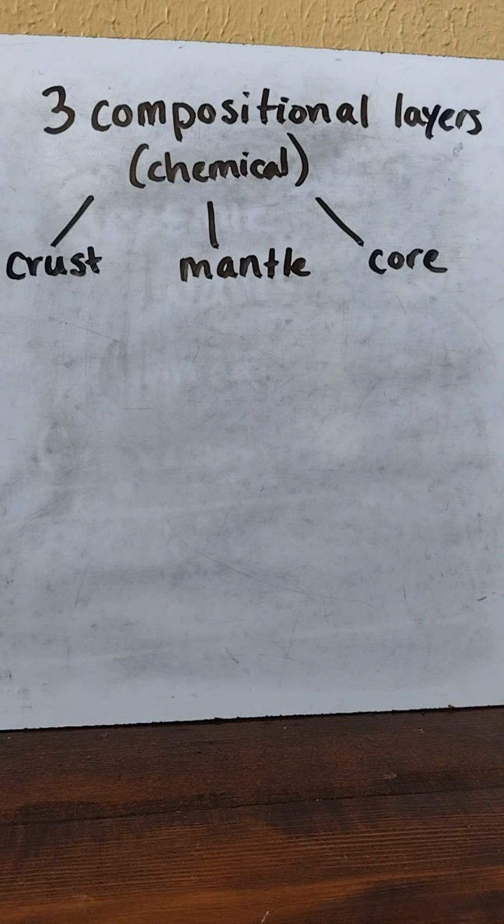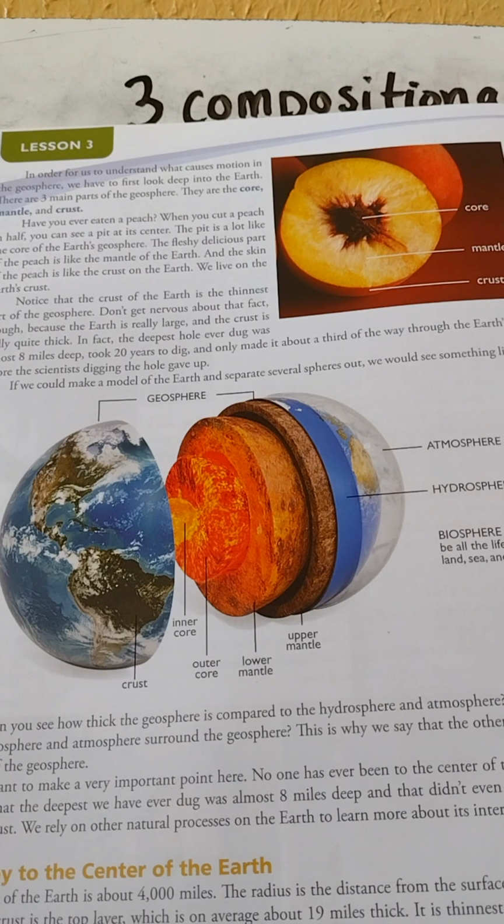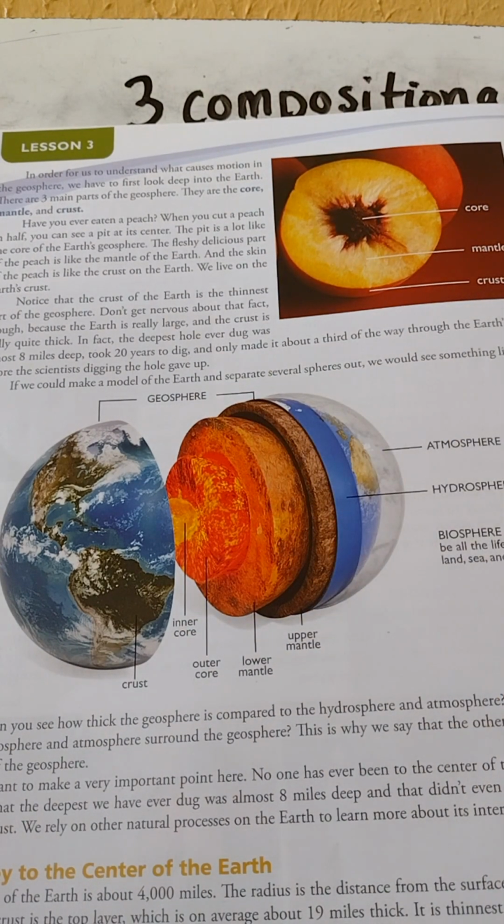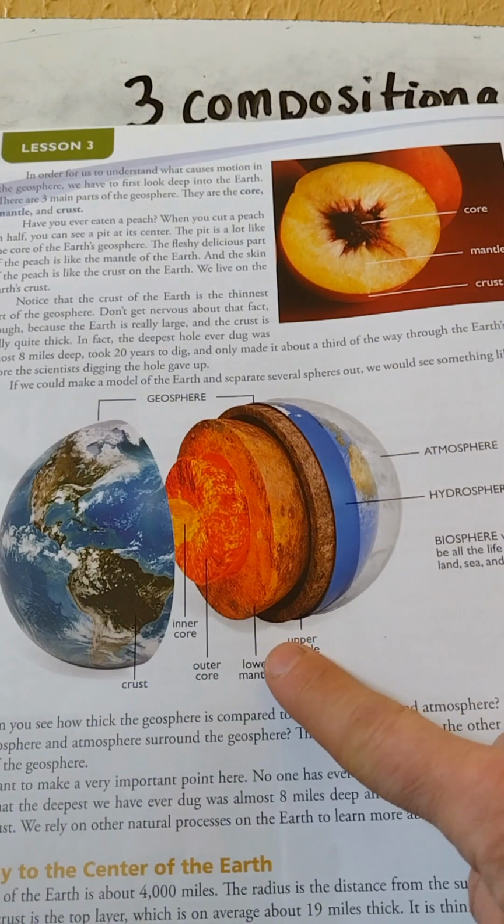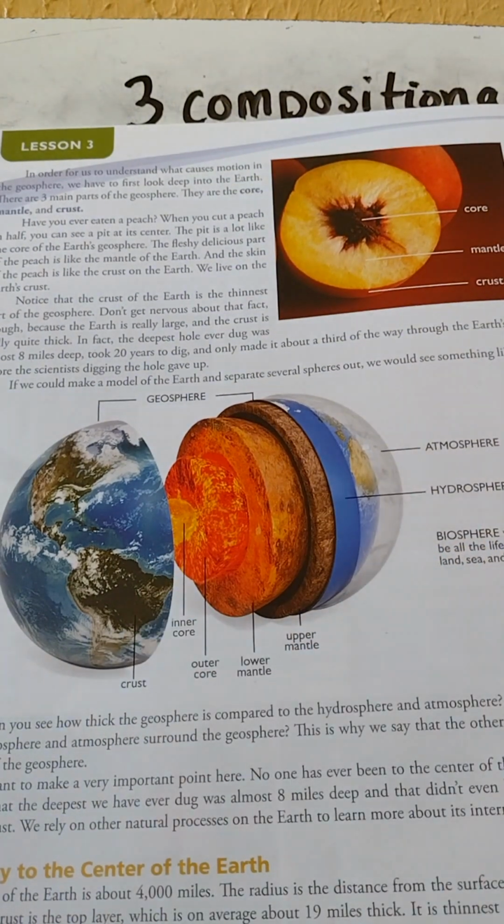So there's different spheres of the Earth. They're called the geosphere, the hydrosphere, the atmosphere, and the biosphere. So the geosphere is what we are talking about. There's 3 compositional layers: the crust, the mantle, and the core. This picture here shows the different spheres of the Earth. And so we're looking at the geosphere here. It shows the upper mantle, the lower mantle, the outer core and the inner core, and the crust.